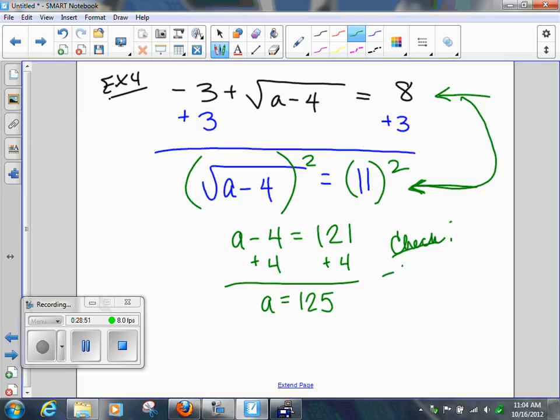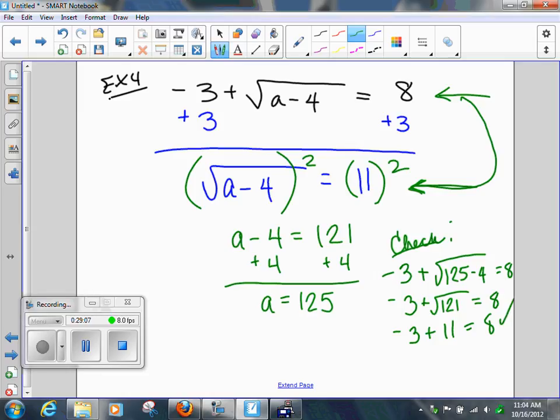I'm going to go to the original, -3 plus square root of 125 minus 4, which gives me the square root of 121, which is 11. And folks, is -3 plus 11 equal 8? Yes. So I know that I have the correct solution. Right on? Any questions? How many of you had that as your answer? Perfect. Excellent. All right, let's take it a step farther.